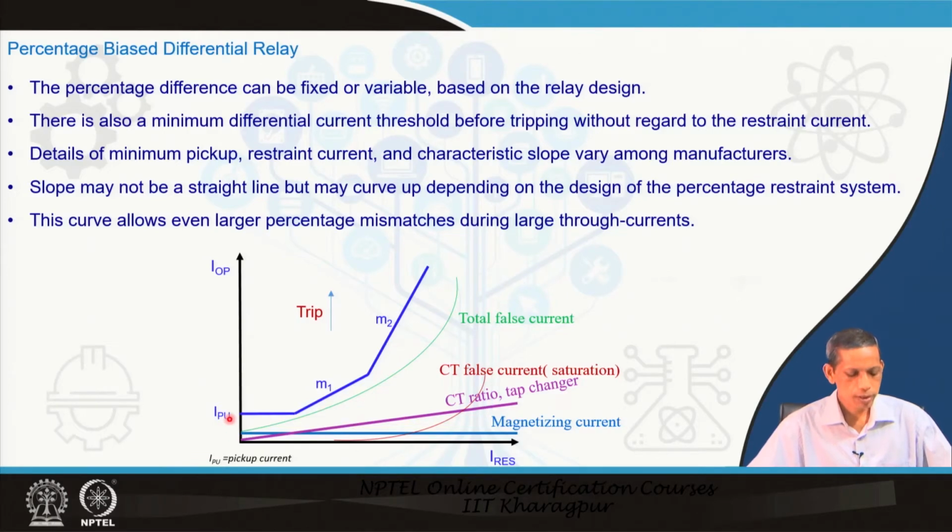The pickup value is decided by the spill current flowing because of this CT ratio mismatch, the magnetizing current and so on. This is the considered minimum current above which the trip option can be triggered. Anything above this curve is a trip decision, and below this is the restraint option.